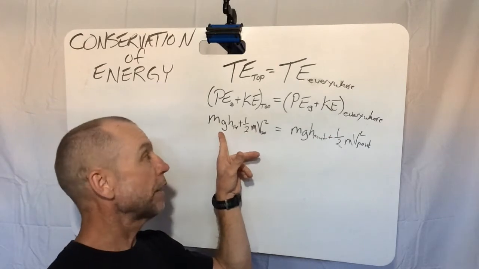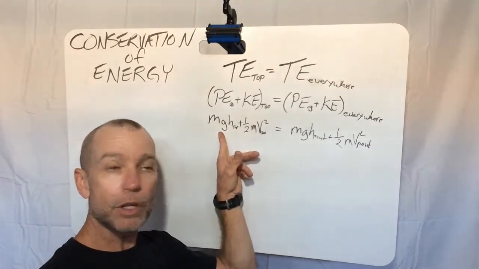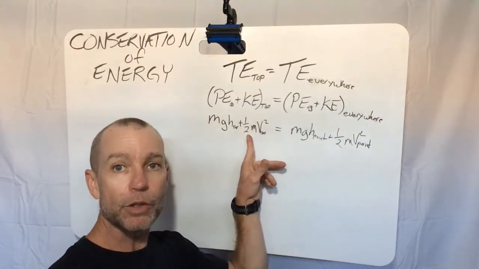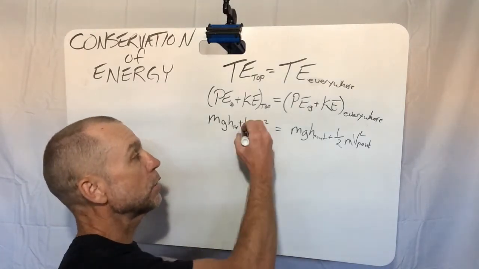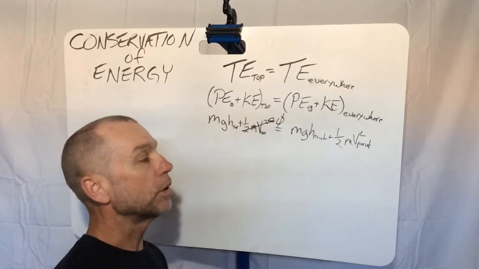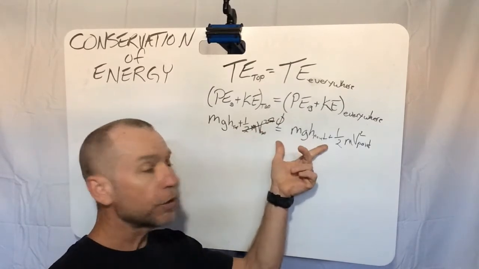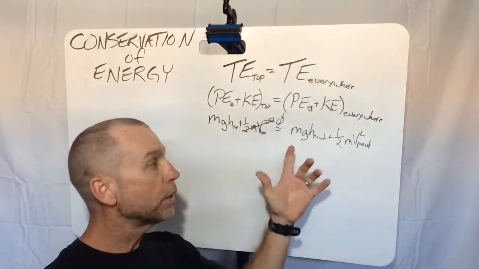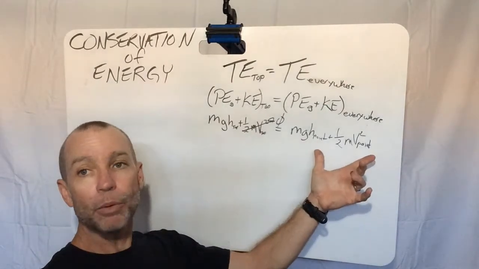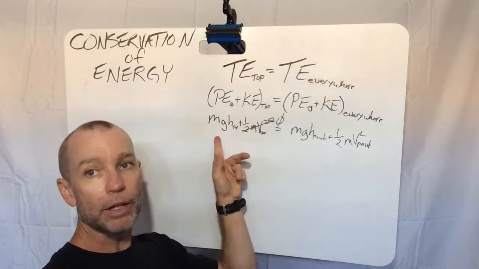So mass times gravity times height at the top would give you the potential at the top. 1/2 mass times velocity squared would give you the kinetic energy at the top, which in this case was sitting still, so that's 0. That would be equal to the potential energy at some point plus the kinetic energy, 1/2 mv squared, at some point. So if I add the potential and kinetic at any point together, they should add up to that total.